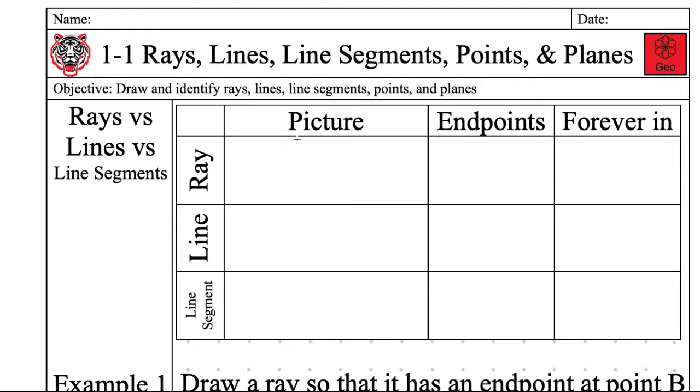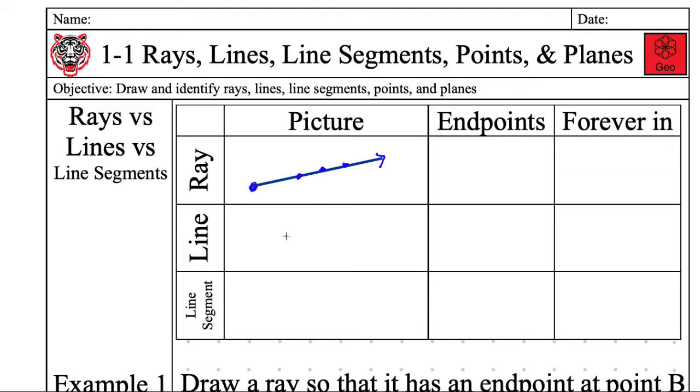So what is a ray? A ray looks like this. It has an endpoint, and then there's a line that goes out from that endpoint somewhere, forever and ever. So you can have as many points as you want on this line. There's only one endpoint. There's an infinite amount of points, and it goes on forever and ever.